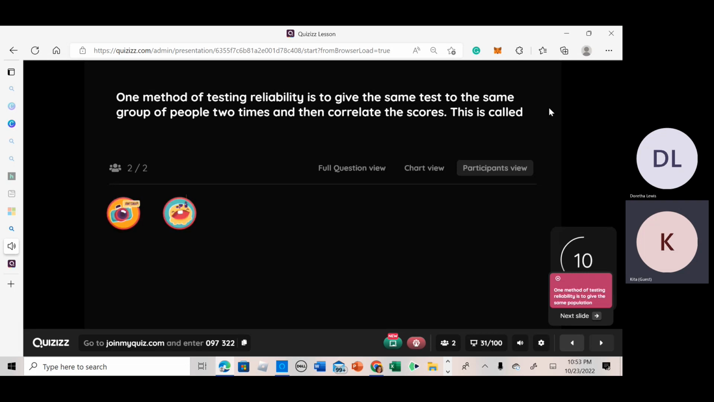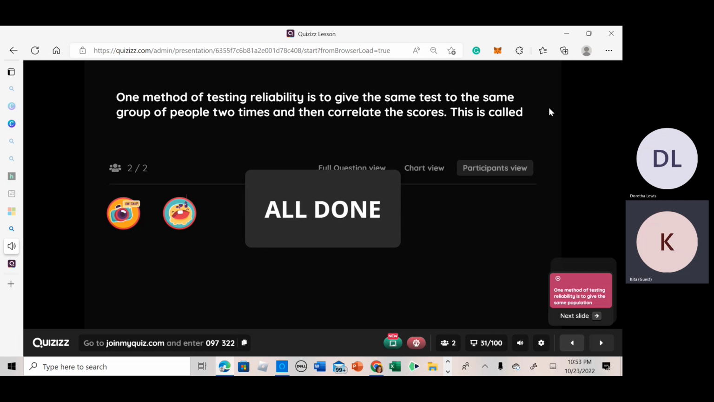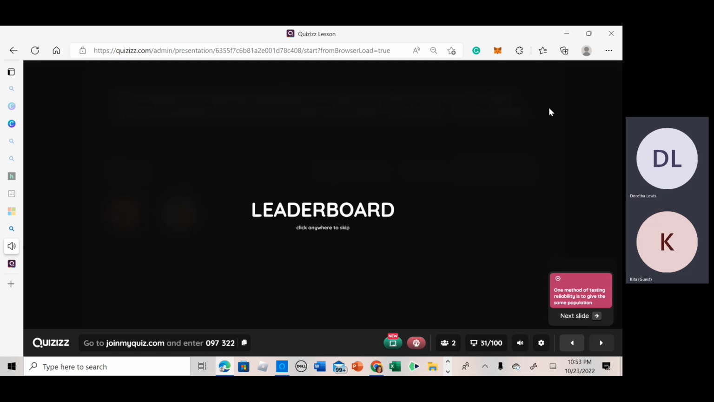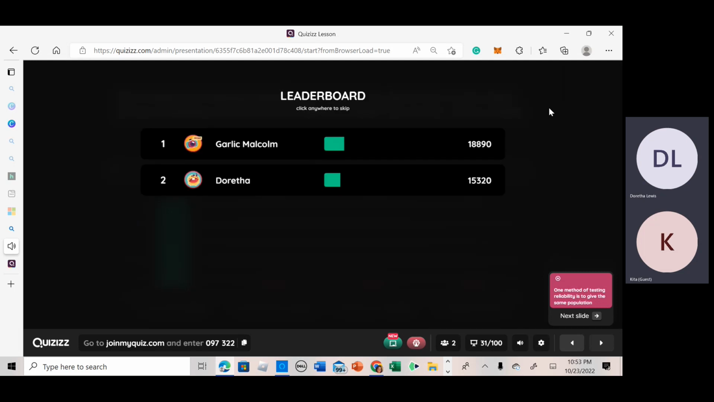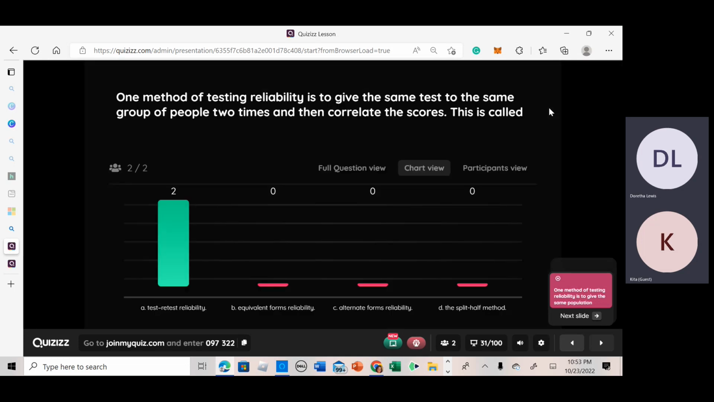One method of testing reliability is to give the same test to the same group of people 2 times and then correlate the scores. This is called test-retest reliability.